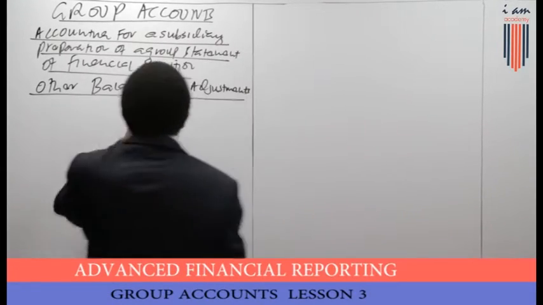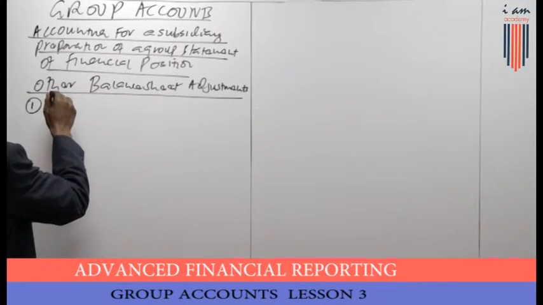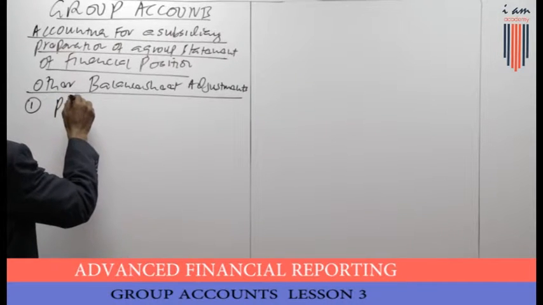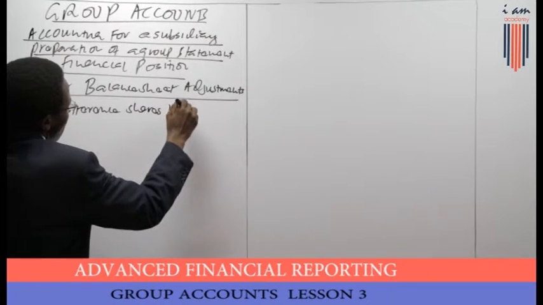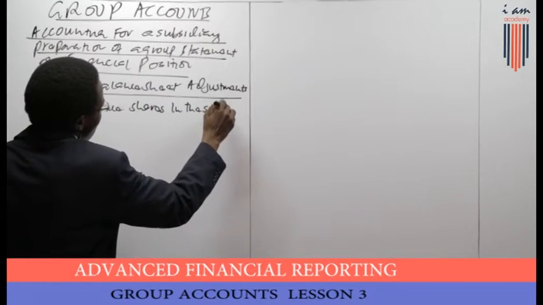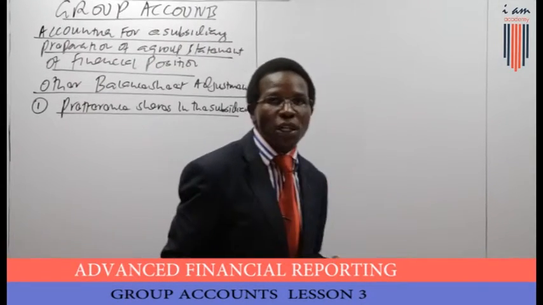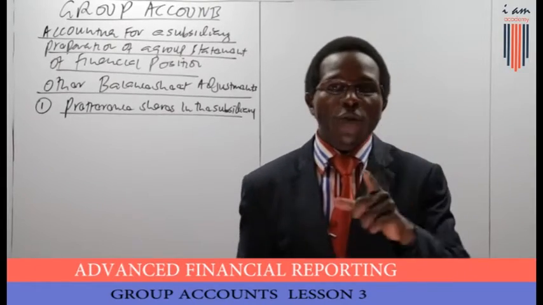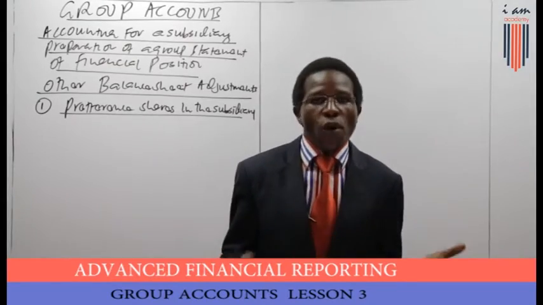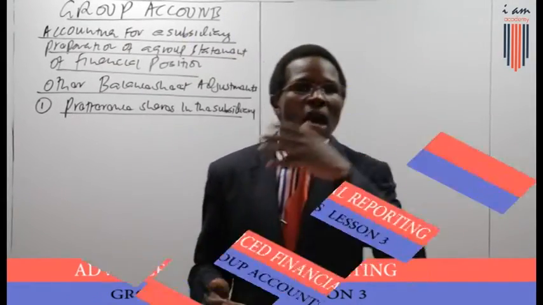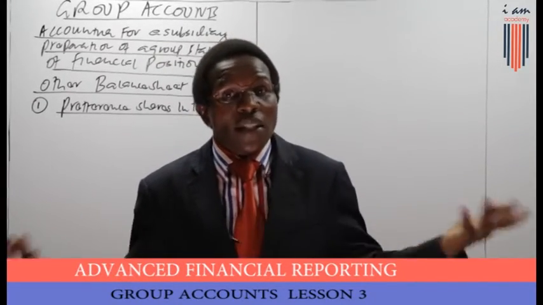We are still looking at balance sheet. One of the other balance sheet adjustments is the preference shares in the subsidiary. What do you do with the preference shares in the subsidiary? Now, these preference shares in the subsidiary may be acquired or they may not be acquired. We may not be very much interested with a scenario where they were never acquired, because if they were never acquired, there's nothing much we do.